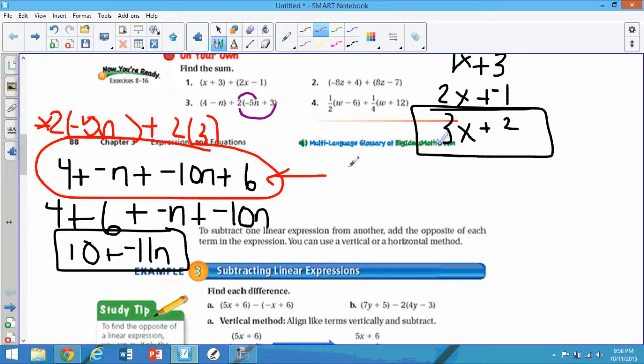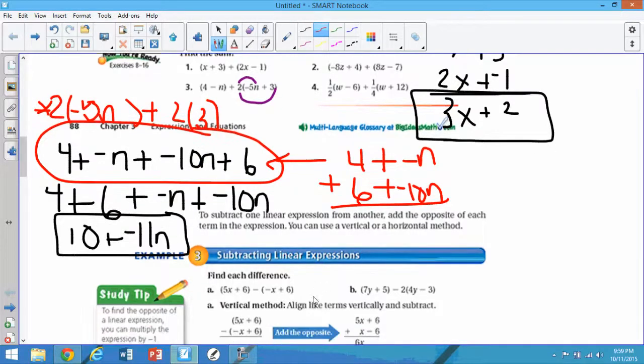And even if you're going to do it vertically and rewrite it as 4 plus a negative n, and then 6 plus a negative 10n, that's fine. You can do that, but you still have to show this step first. Have that written down and then this. Okay? So essentially when you're distributing, it really doesn't make a difference. It's just as easy to do it as a horizontal method. Okay?